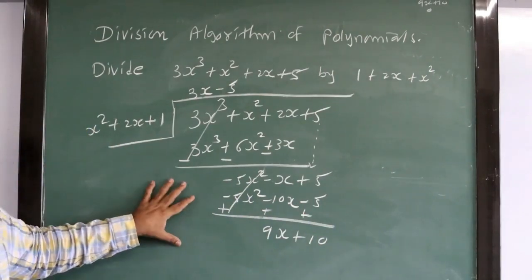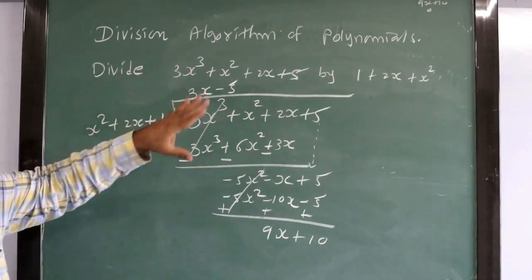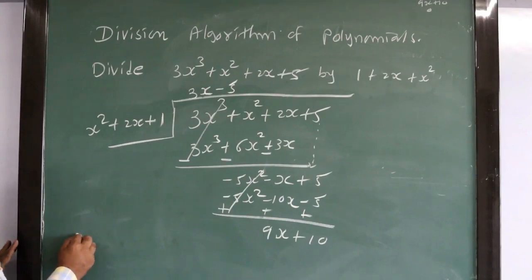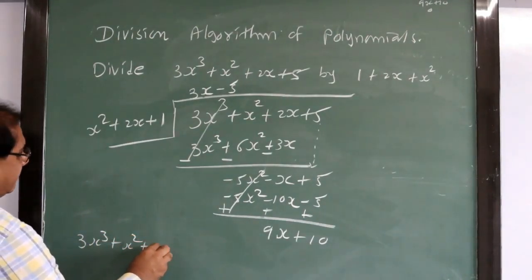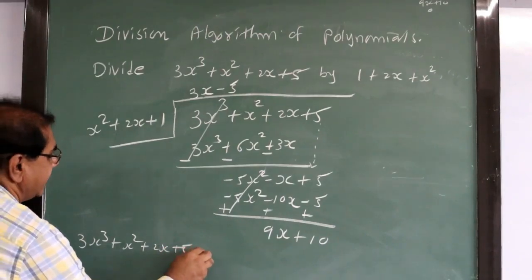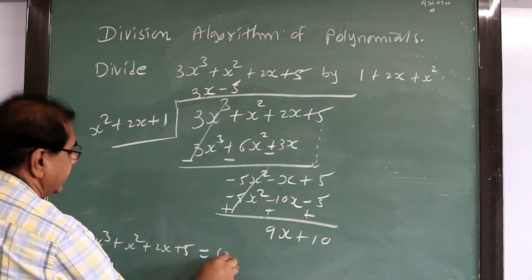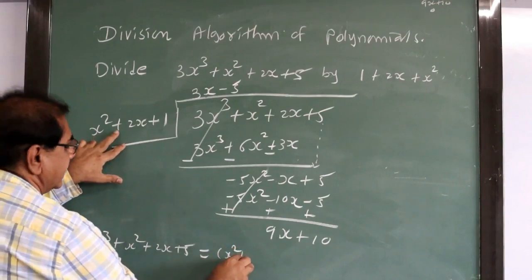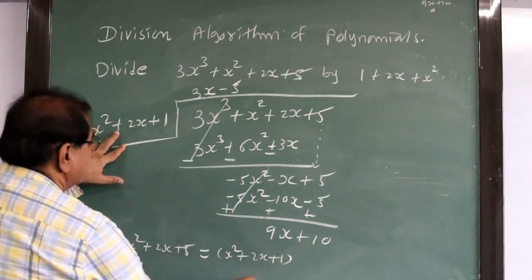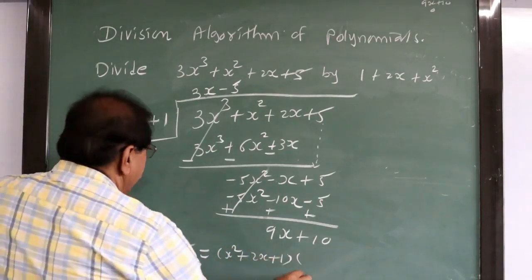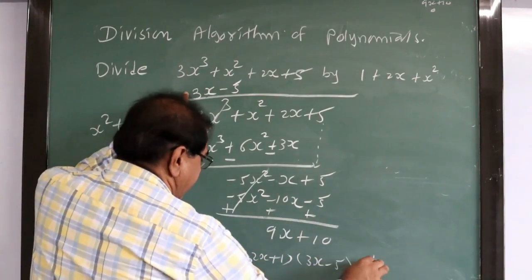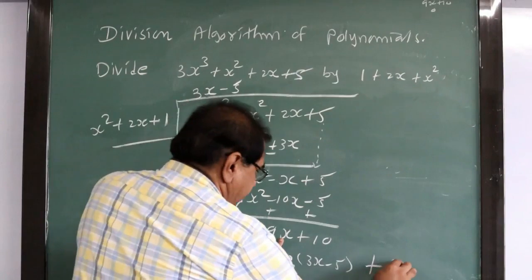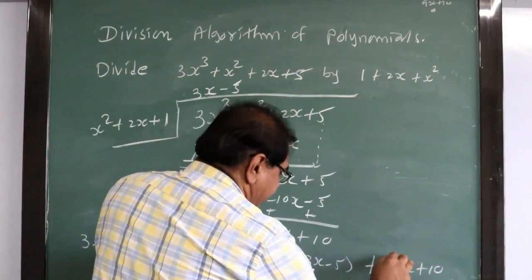Now if I want to write it as the division algorithm of polynomial, I can write it this way: 3x cube plus x square plus 2x plus 5 is equal to x square plus 2x plus 1, it is the divisor polynomial, multiplied by the quotient 3x minus 5, plus remainder 9x plus 10.